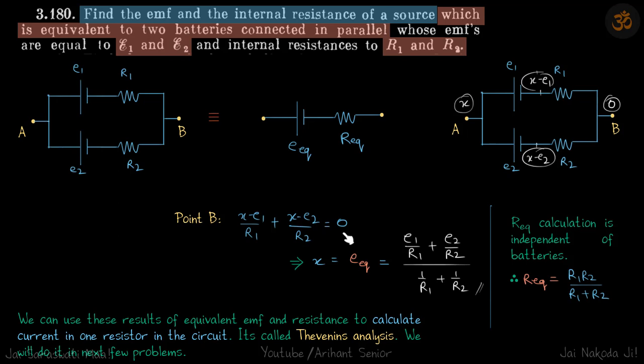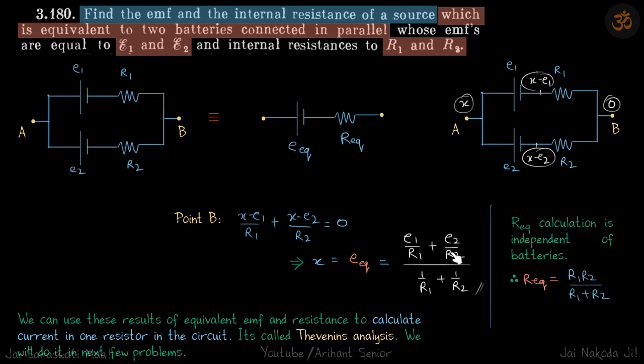This gives E equivalent, which is X minus 0, or X. You just find the value of X from here, and that comes to be E1 by R1 plus E2 by R2 by 1 by R1 plus 1 by R2. So you can see that this is quite symmetrical in nature. If we have three batteries, then one more term you will get here, that will be E3 by R3, and in the denominator you will get 1 by R3. This is the equivalent EMF of this system, and this is the internal resistance of this system.